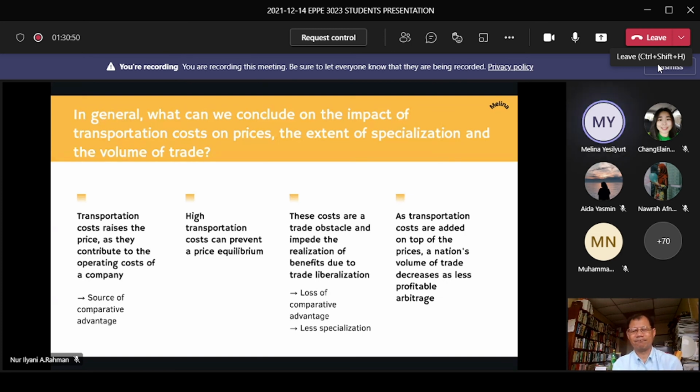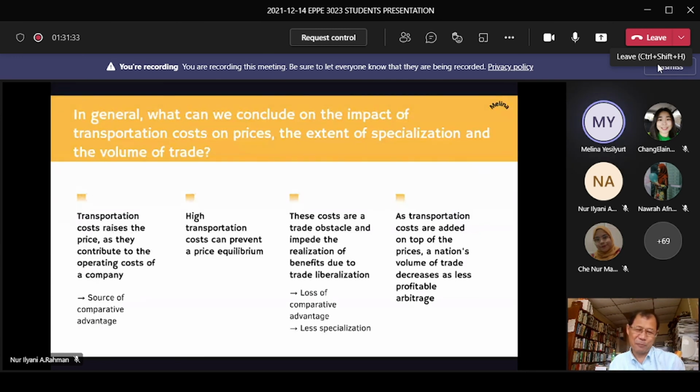Okay. And also the transportation costs are a trade obstacle, and therefore they hinder the realization of the advantages of trade liberalization. For example, in a country with high transportation costs, this might lead to a reduction in welfare. And also it is possible that due to transportation costs, there's a loss of the comparative advantage, which therefore leads to less specialization in the country with the high transportation costs. Correct. Less specialization occurs.